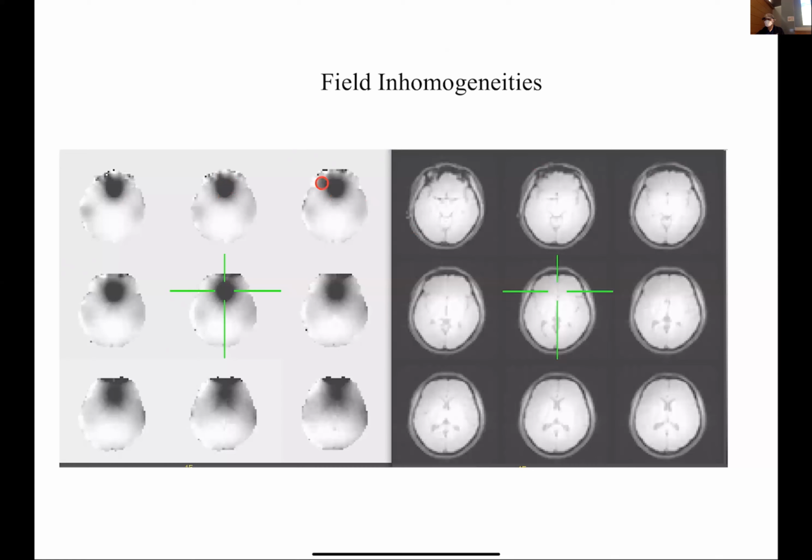So can anyone hypothesize why there'd be these big inhomogeneities in the field? So it's relatively uniform here, but it's a very inhomogeneous field. As I'm going from here to here, the field is clearly changing a lot. So why would there be such strong field inhomogeneities here at the front of the head? What's going on at the front of your head? Any ideas?